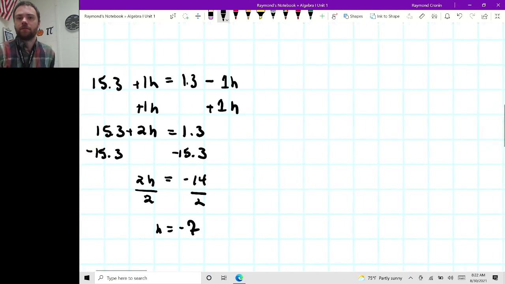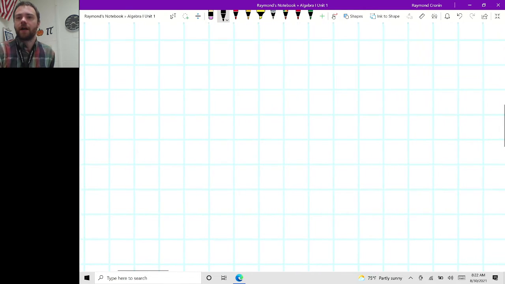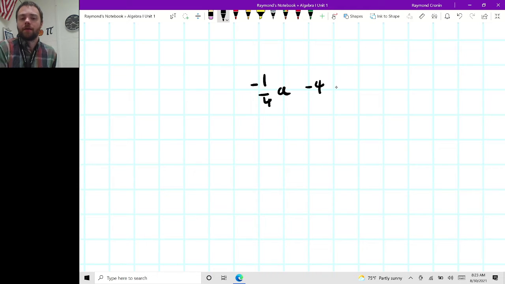Let's try another one. And then you'll also get fractions. I want to cover one with fractions. So I've got negative 1/4 a minus 4 equals 7/4 a minus 3. So what I want to do is get rid of this negative 1/4 a and combine it with this 7/4 a.